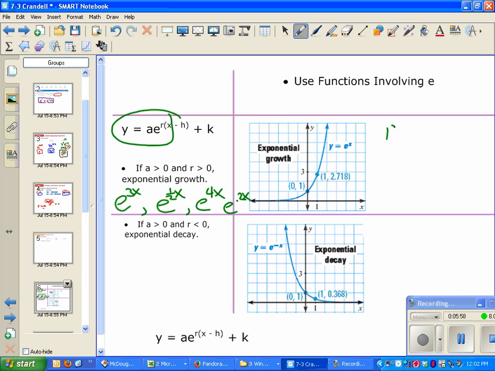So if the exponent is positive, then we have a growth function.